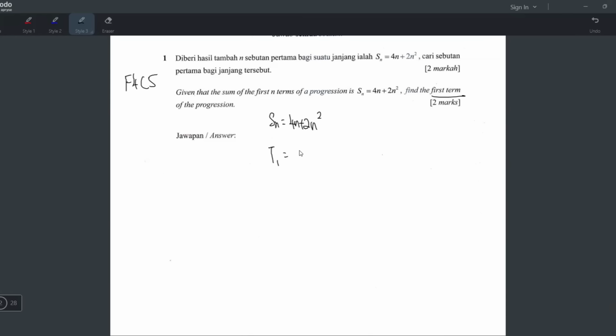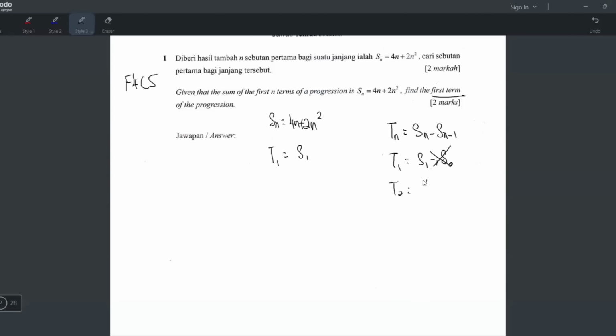But T1 is actually S1, because you learned before that to find Tn, you can use the Sn formula. The formula is like this: Tn equals Sn minus Sn minus 1. So I repeat one more time, this is how you use the Sn formula to find Tn. For example, if I want to find T1, it would be S1 minus S0, since 1 minus 1 is 0. But there's no such thing as S0, that is why S1 is enough.